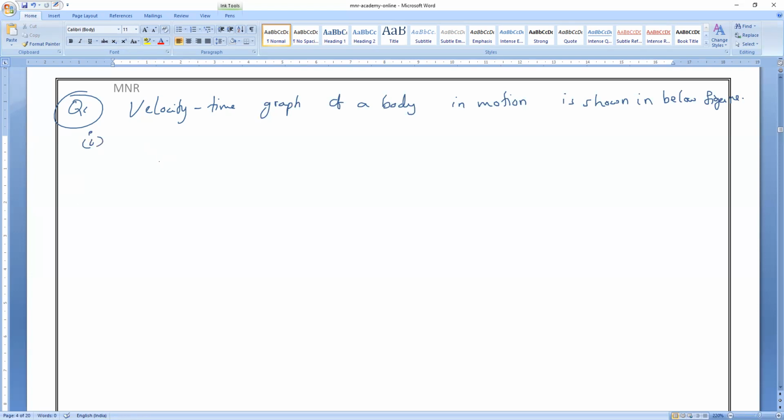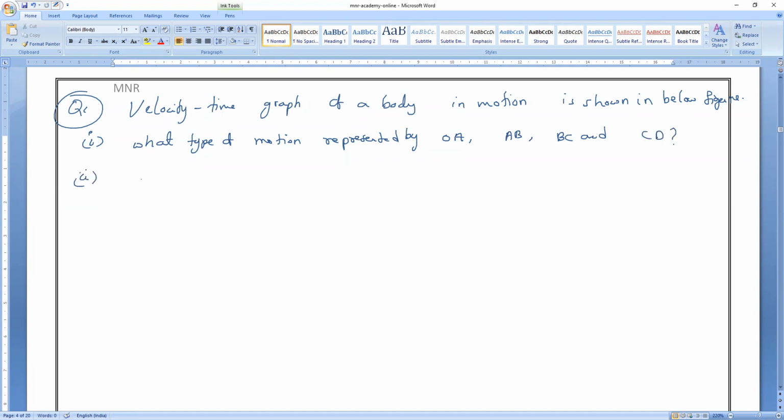Roman number 1. What type of motion is represented by OA? I will draw the figure, don't worry. OA, AB, BC and as well as CD. Clear? That is the first question.